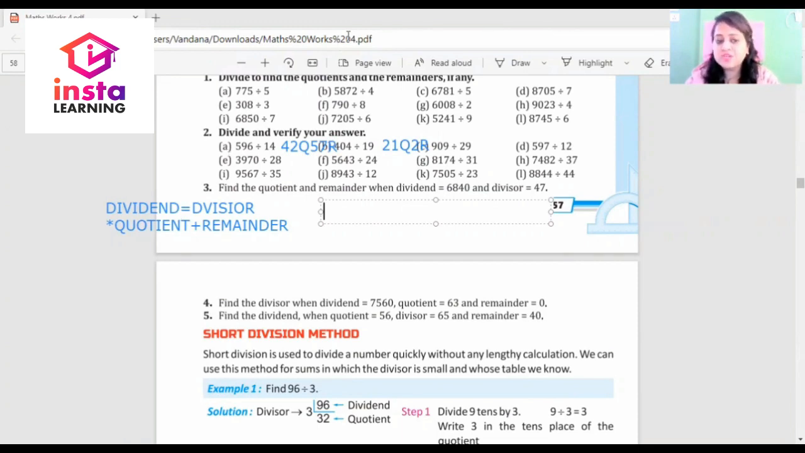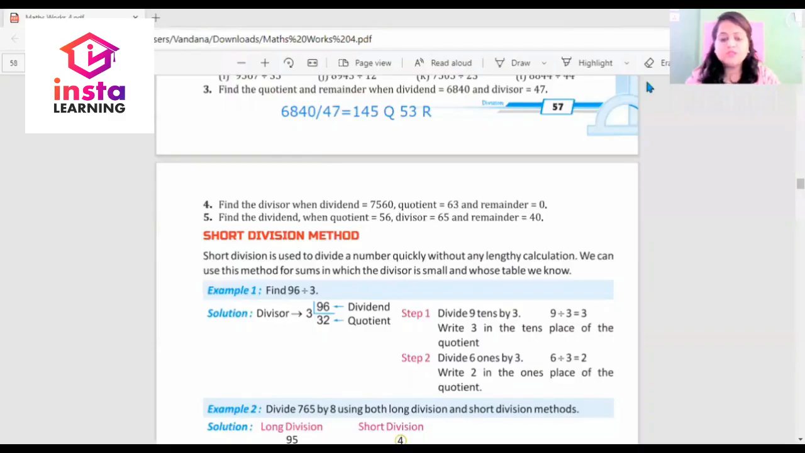And in this question, you have dividend, divisor, quotient and remainder also. So just verify your answer with this. Okay, got it? Very good. Now students, it's your find the quotient and remainder. When dividend is given, 6,840 and divisor is 47, it's your number dividend and you have to find out the quotient and remainder.